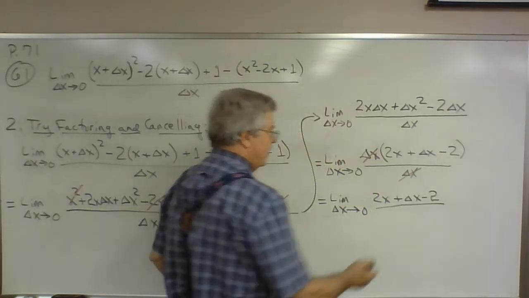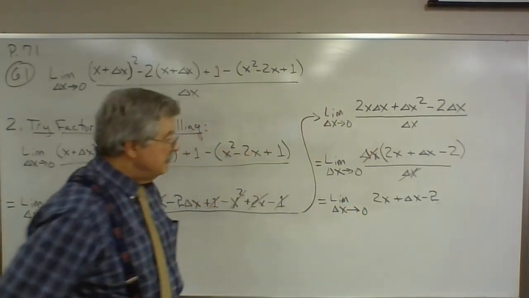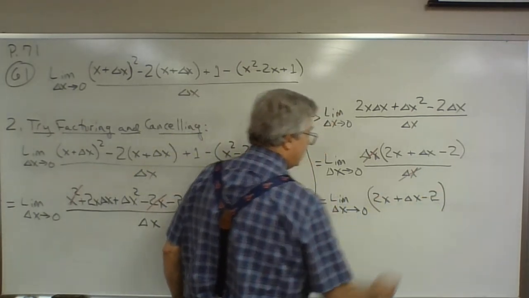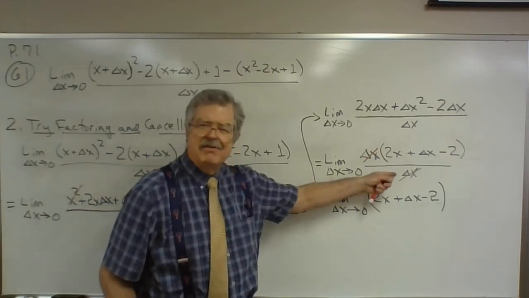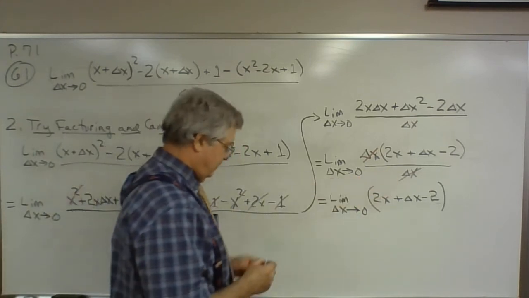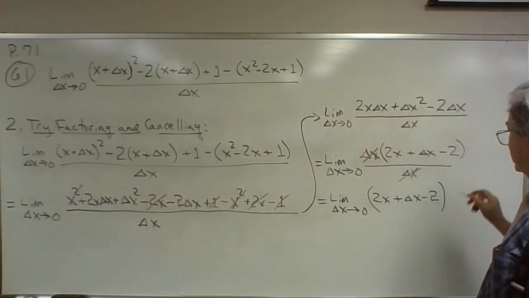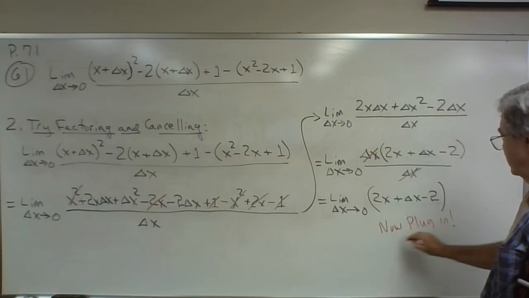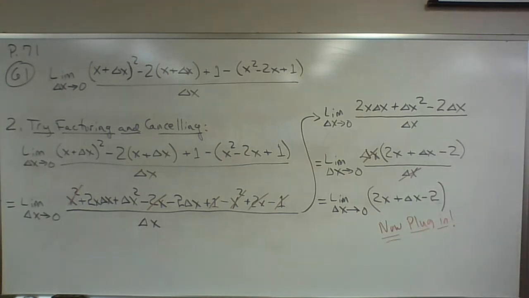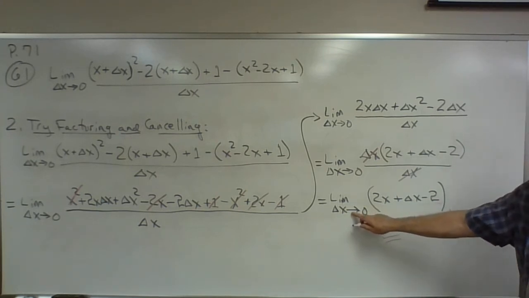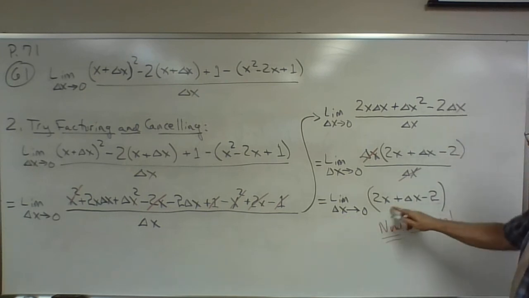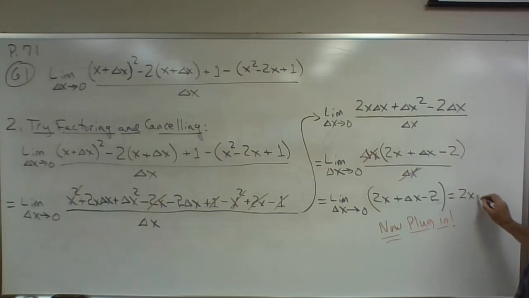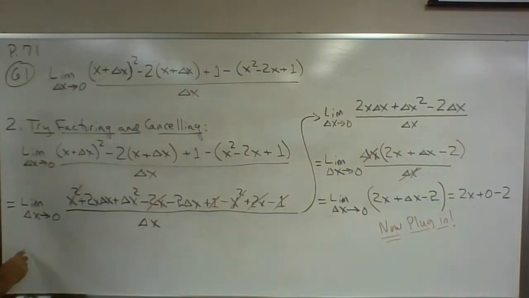Whoops, over 1 maybe. This is what we have left. Now that we've canceled the troublemaking factor, let's plug in. And what do we get? We plug 0 in for delta x only. x we leave alone. So we're going to have 2x plus 0 minus 2. And that equals 2x plus 2.